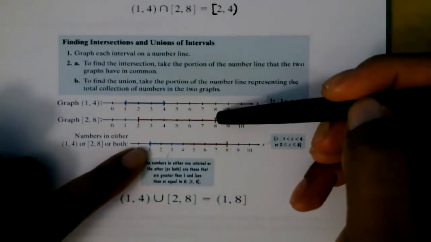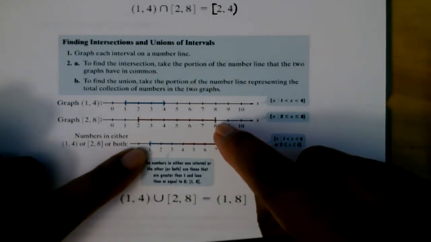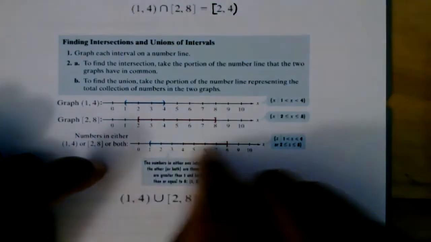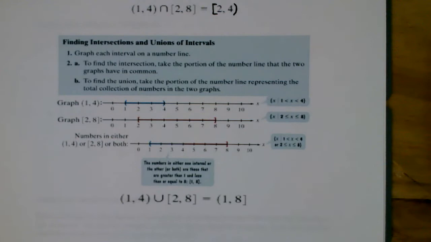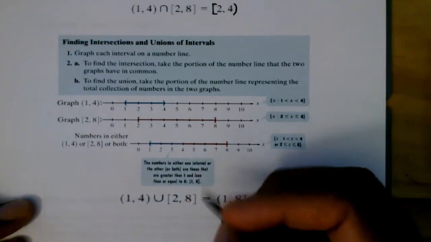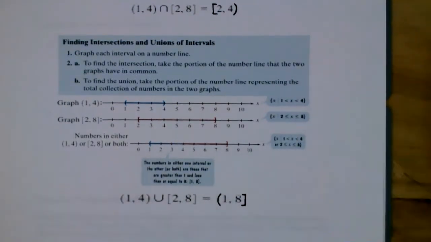The furthest endpoint on the right of these two, as you can see, is 8. It has a bracket, so we use the bracket at 8 and shade in between. That represents the total collection of those two. So the union of the open interval (1, 4) and the closed interval [2, 8] is this: (1, 8], where 1 is not included in that interval.